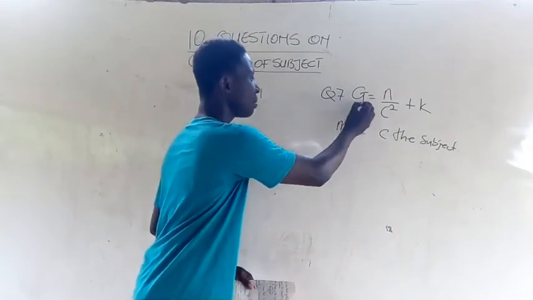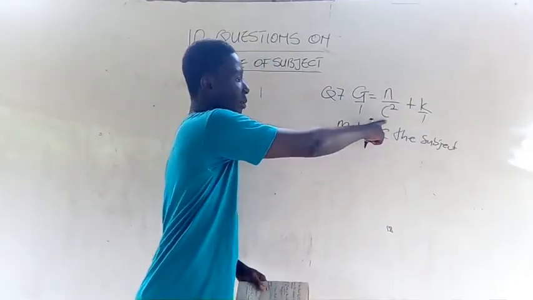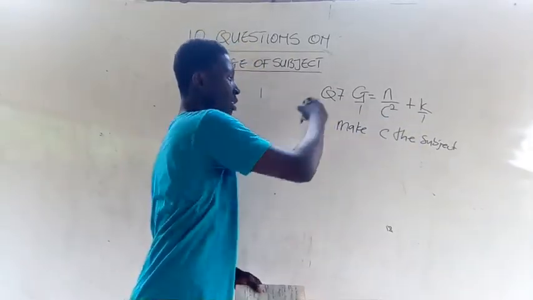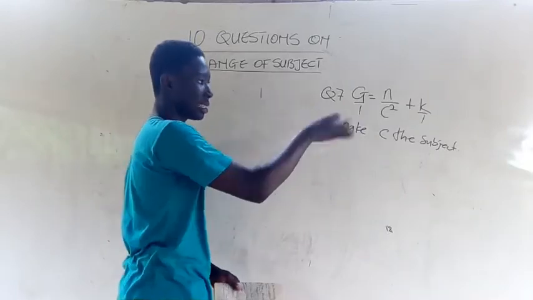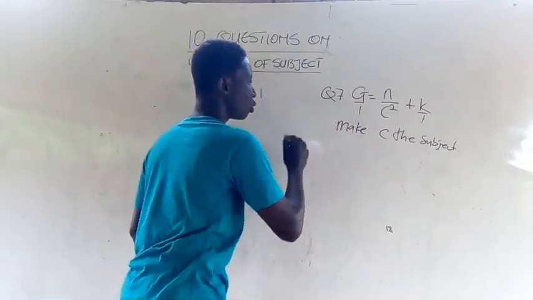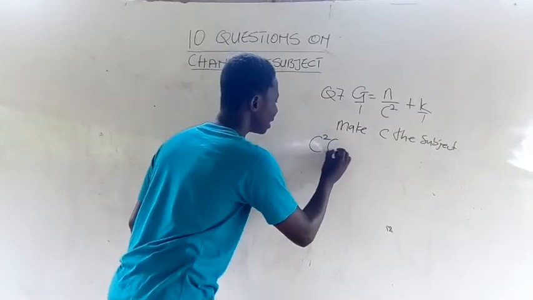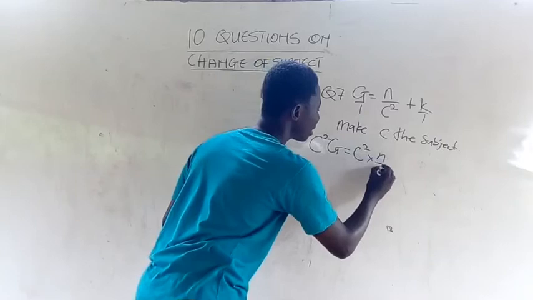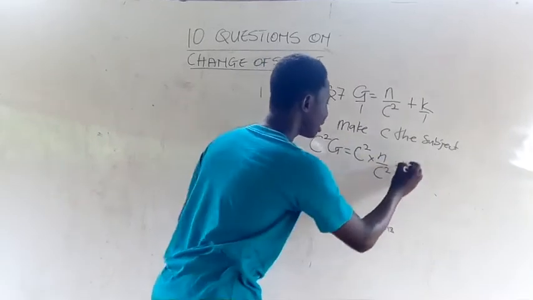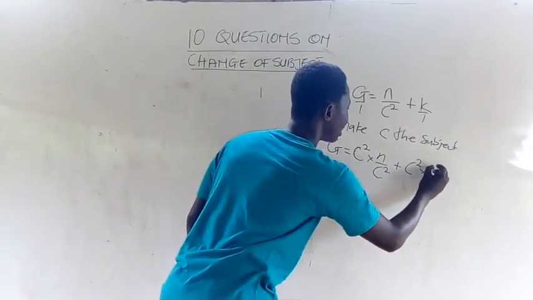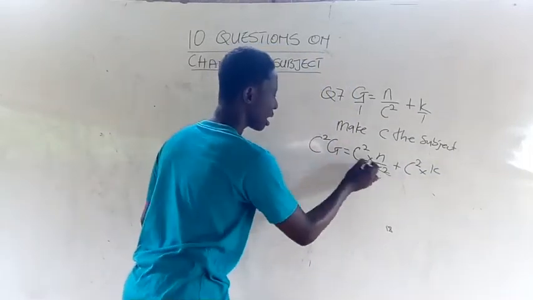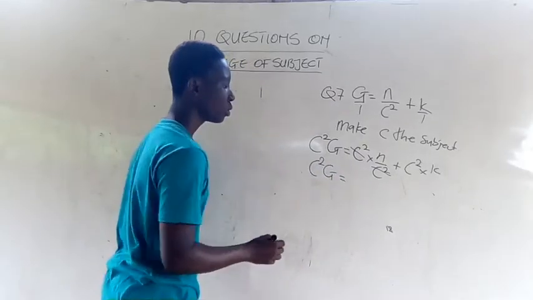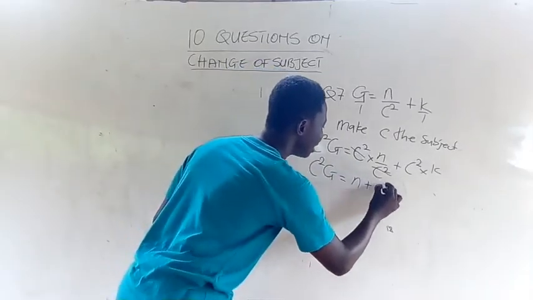Now we have an LCM here, which is 1, c squared and 1. So the LCM is going to be c squared. So I'm going to multiply g with c squared so that the fractions will go off. So when we multiply, I'm going to get c squared g equals c squared times n over c squared plus c squared times k. So c squared cancels c squared. We are left with c squared g is equal to n plus c squared k.